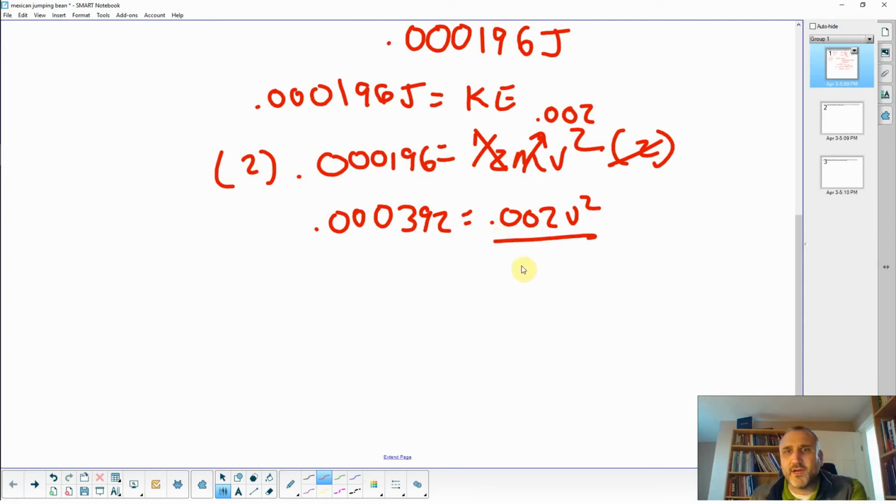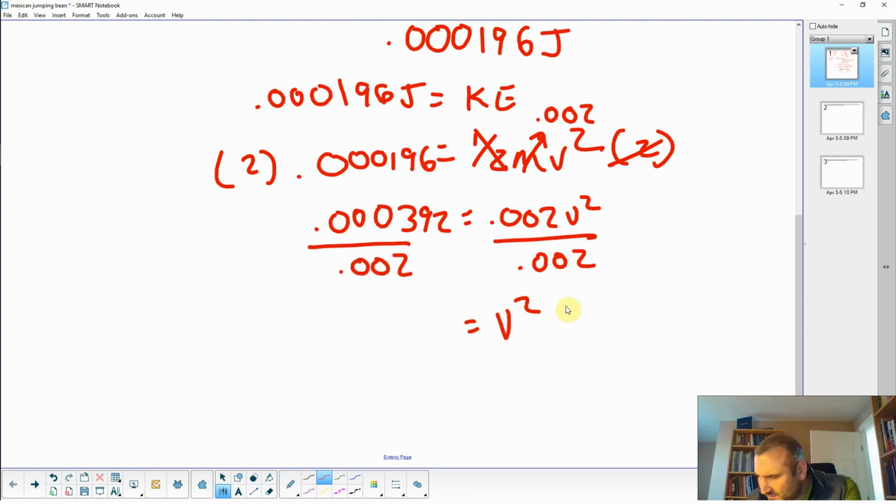Now I'm going to divide both sides by 0.002. That's going to give me v squared. So divide by 0.002, and that's going to be 0.196, and we'll take the square root of both sides.